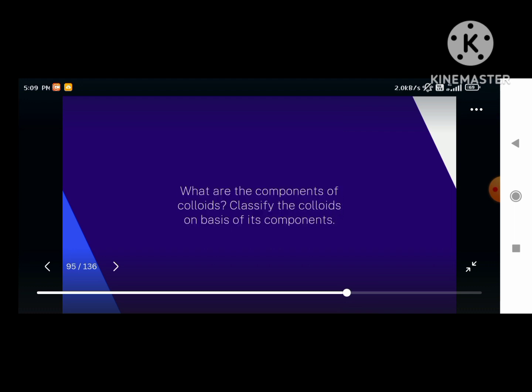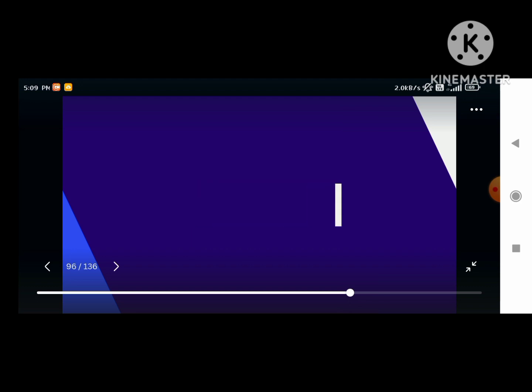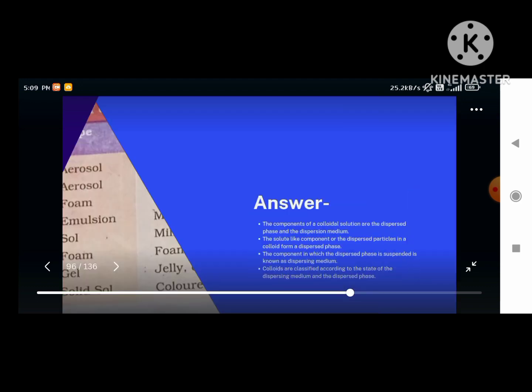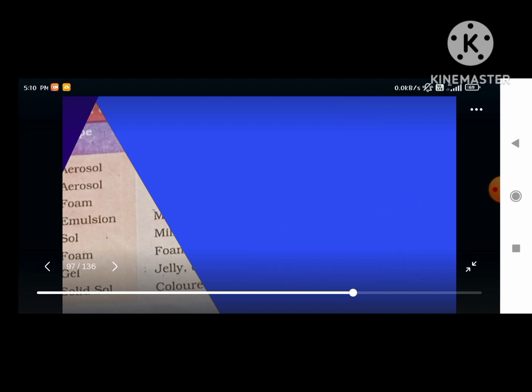What are components of colloids? Classify it. Here is the classification given in the textbook. The components of colloidal solution are the dispersed phase and the dispersing medium. The solute-like component, or dispersed particles in a colloidal form, is the dispersed phase. The component in which the dispersed phase is suspended is called the dispersing medium. Colloids are classified according to the state of dispersing medium and dispersed phase.